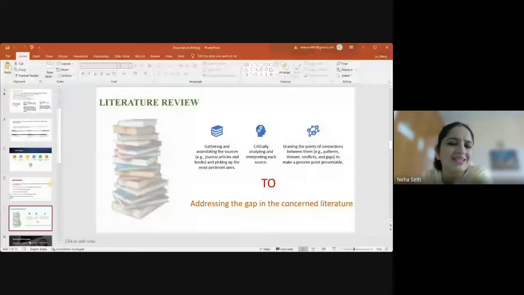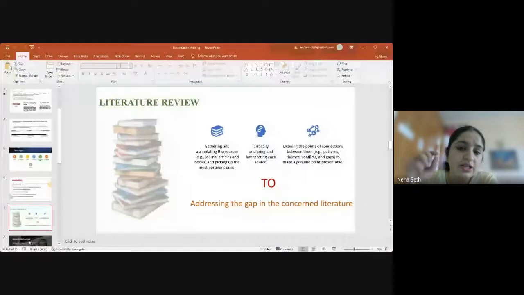So one research cannot cover everything. So there must be some gaps there. There must be some conflicts there. Okay, we have to look for those gaps. And this literature review is done for the purpose of assessing the gap in the concerned literature. We have to reach that gap to start our research work. So we have to find out that gap in literature which is still existing. We have to work on that gap.